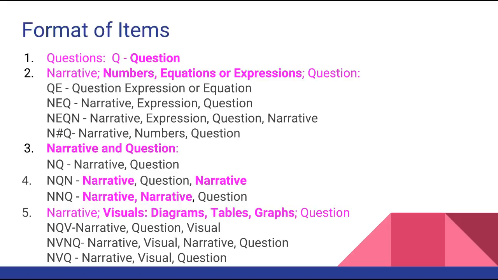Number 4 is a narrative, break, question, break, narrative. Or it could be a narrative, break, narrative, and then a question. In any case, number 4 would have 2 narratives. Number 5 would be a narrative with a visual and then a question. The visual could be a diagram, a table, graph, a number line.